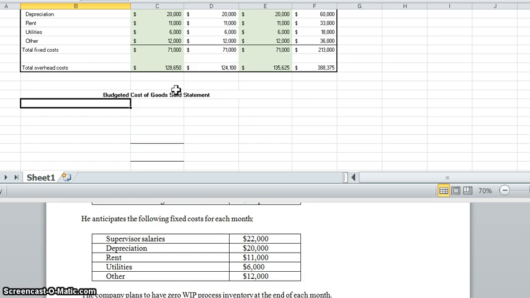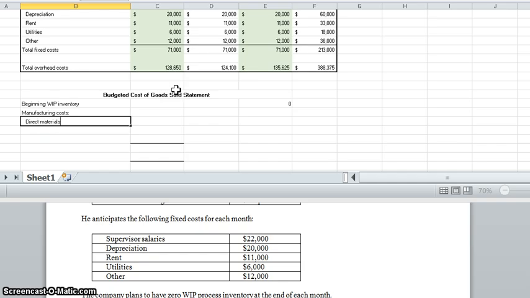So the first thing that we typically start with when it comes to our budgeted cost of goods sold statement is we grab our beginning work in process inventory. And since we're starting off this period, oh, by the way, we are going to use 3 columns for this one. Since we're starting off this period with the first month of operations, this will be 0. Next, we're going to need our manufacturing costs. And keep in mind there are 3 manufacturing costs.